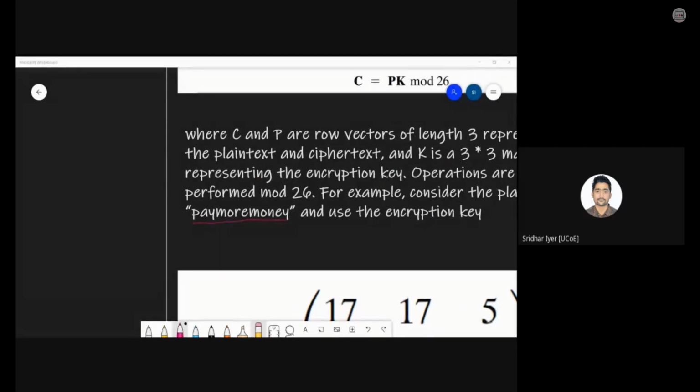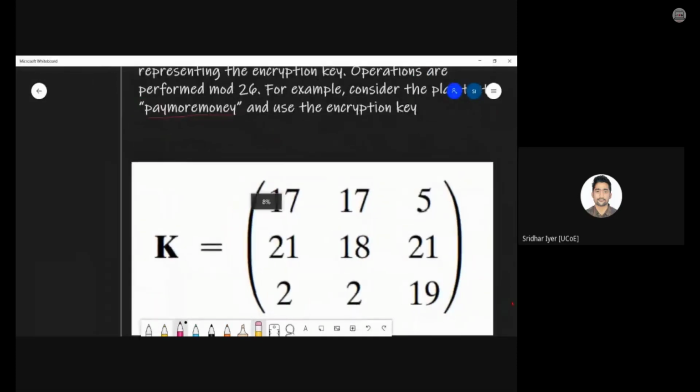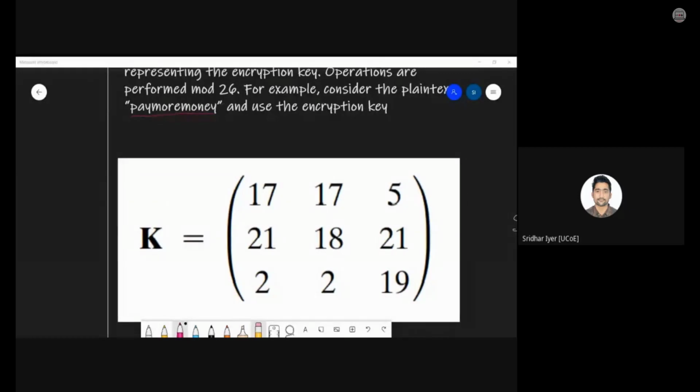Because we can't directly work on those characters, we need to convert them into numbers. As you can see, the key is made up of numbers. So we can't combine or multiply numbers with alphabets. Can we do so? Obviously not. So we need some sort of numbers. We already know that A stands for 0, B stands for 1, Z stands for 25.